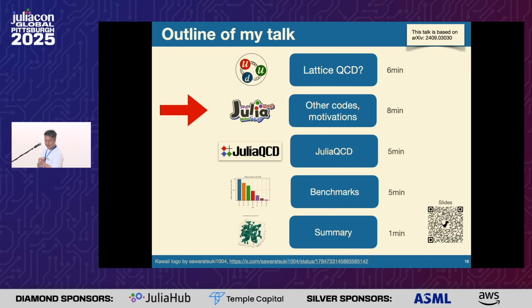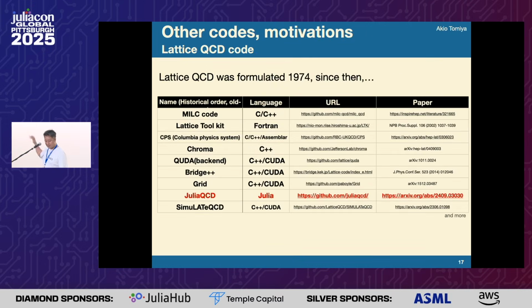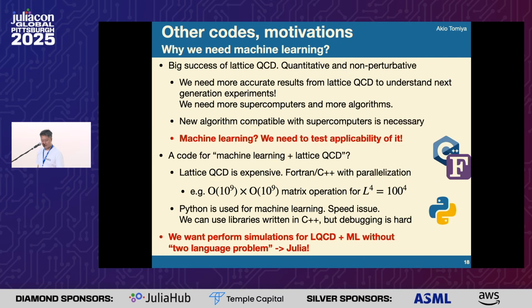Next, I would like to introduce why we made JuliaQCD. This is a kind of background. Lattice QCD was formulated in 1974. This is actually last year, it was a kind of anniversary year, and there are several codes written mainly in C++, as you can see. So why do we need to make new code using Julia? This is the reason.